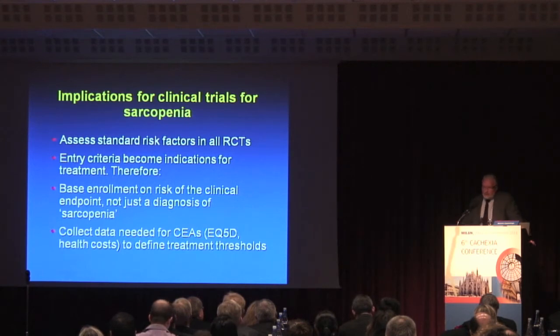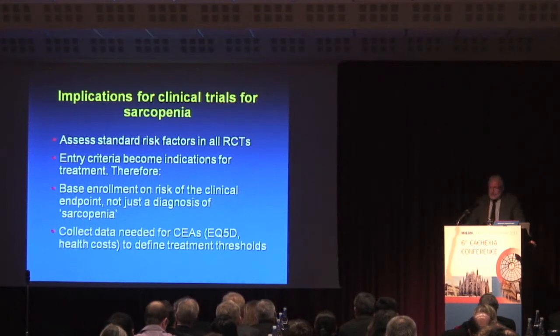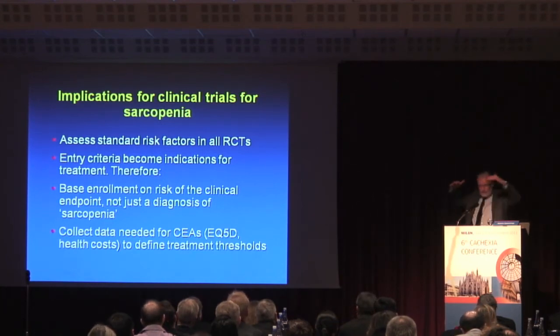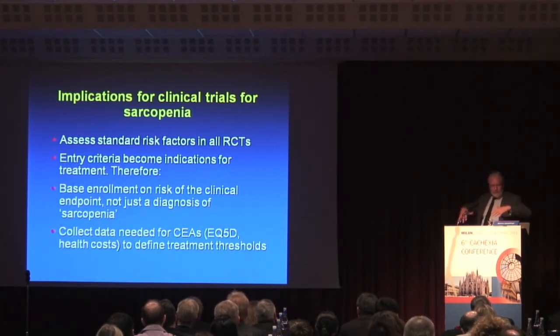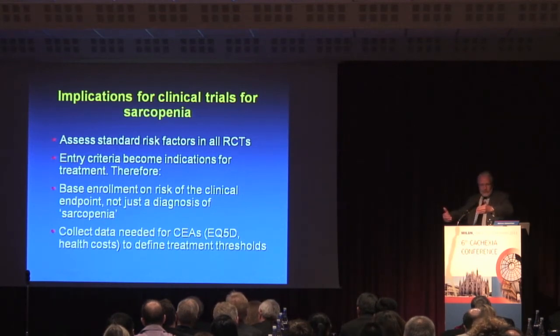So the indications for using alendronate or zoledronate or denosumab, typically in osteoporosis drugs, reflect what was used as entry criteria for the studies. And so it's led some of us to come to the conclusion that enrollment in trials should not be based on just bone density or a marker or a measurement, but should be based on absolute risk of an endpoint, regardless of the bone density. If that's where treatment's going to go, then that's where trials should start.